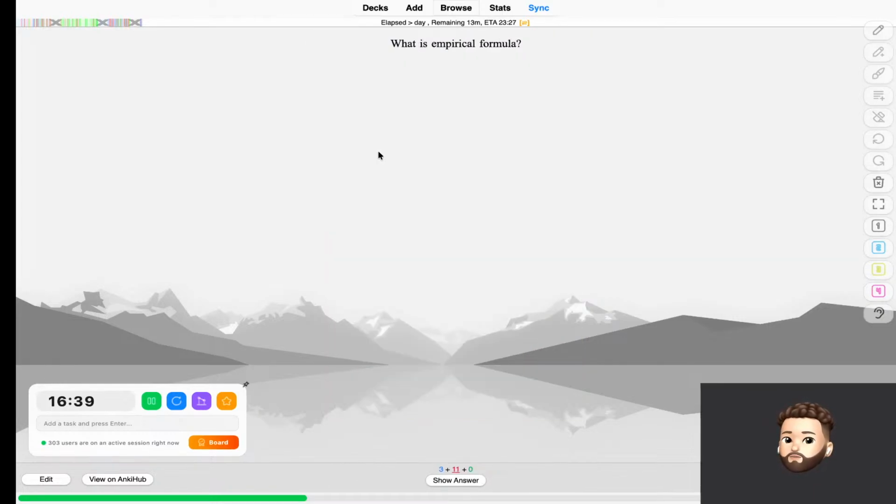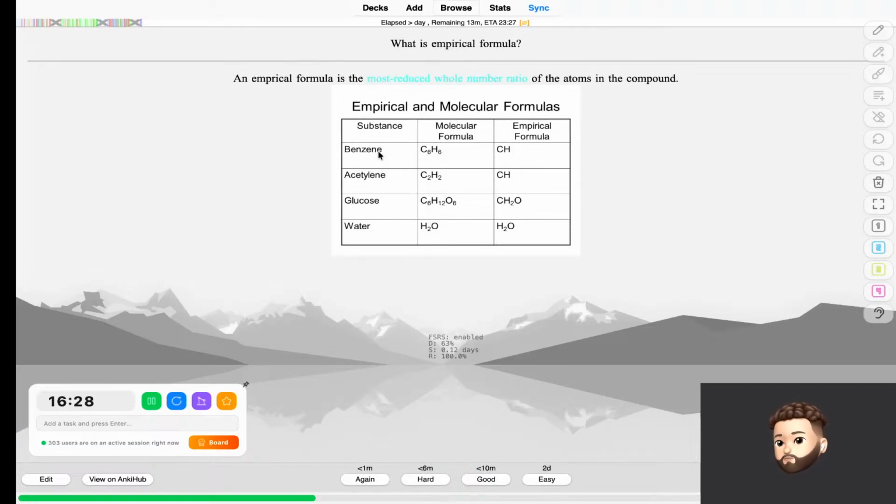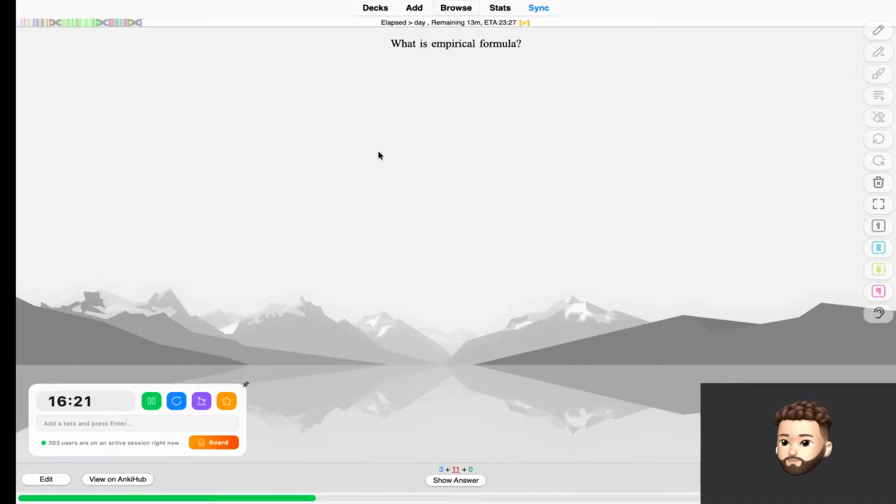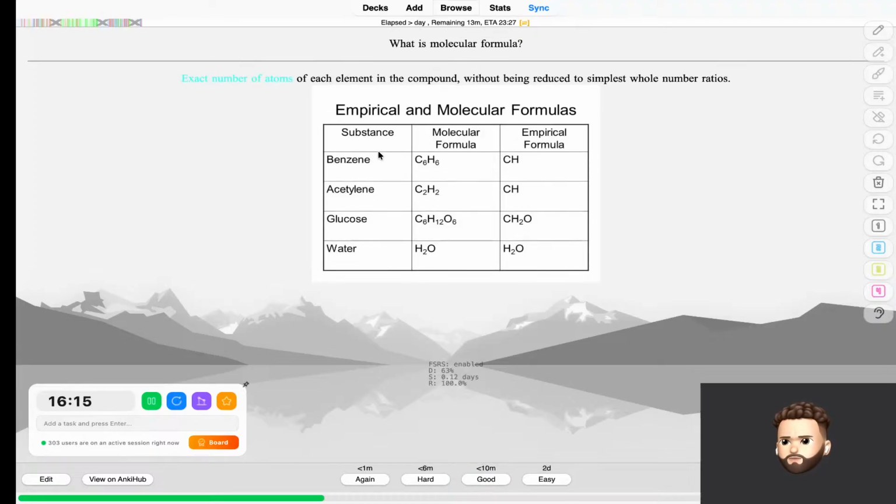What is an empirical formula? It is the most basic whole number ratio for an atom in a compound. This is the exact whole number ratio for atoms in a compound.